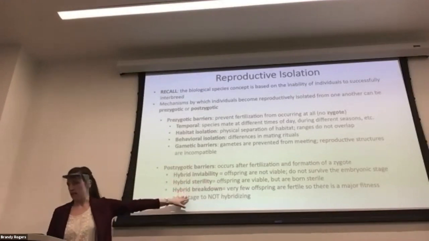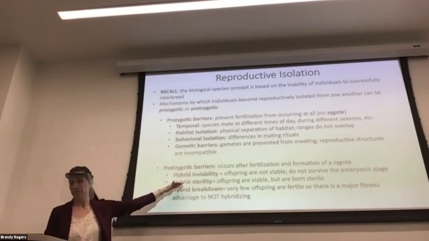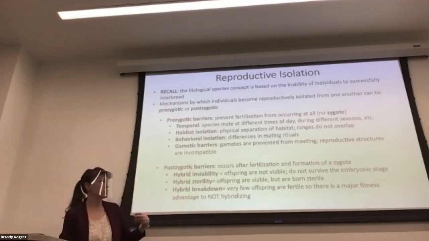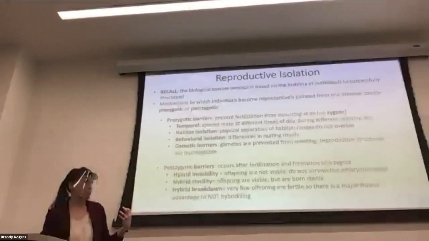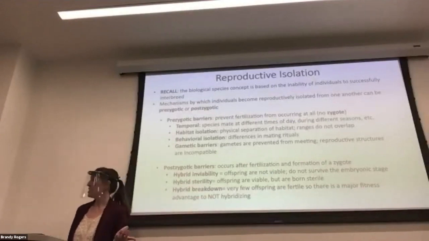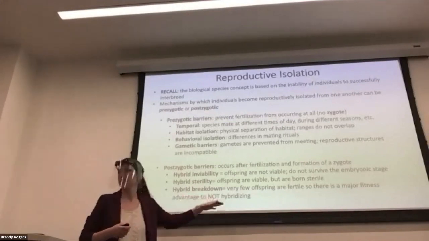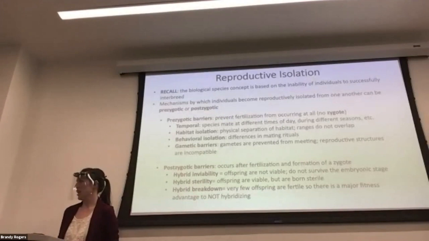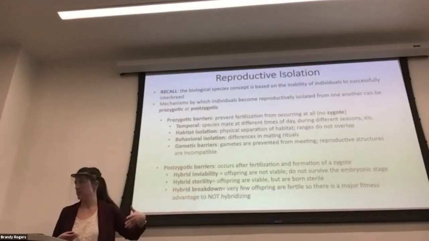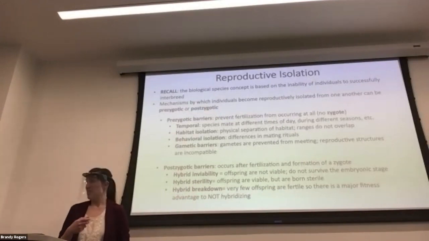And then you've got hybrid breakdown, which is less extreme than either of the first two options, inviability or sterility. Hybrid breakdown just means that there are fertile offspring, but there aren't that many of them, so there's a major fitness advantage to not being a hybrid. A mule is probably a good example of that, right? There are a few mules here and there that have had baby mules, 60 over 500 years or so, but not enough to produce a new species. So that's hybrid breakdown. It's just better not to hybridize because it doesn't work well in the long term. Questions about any of these definitions?